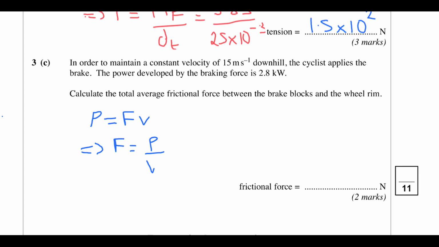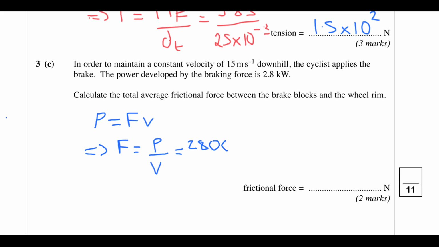So power divided by velocity, so it's 2.8 kilowatts, or 2,800 watts, divided by 15, and once we do that, we end up with a value of 186.7, so that's going to be 1.9 times 10 to the 2. There is 190 there. All right, so that finishes question 3.